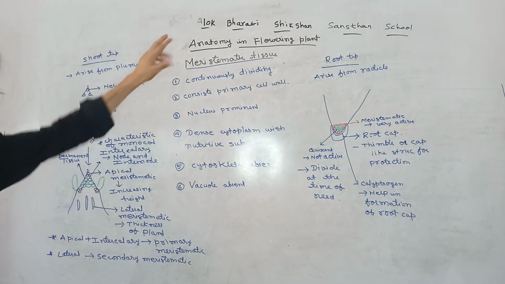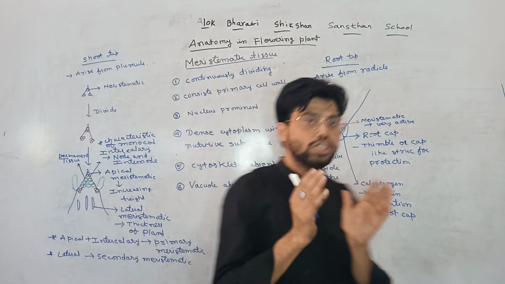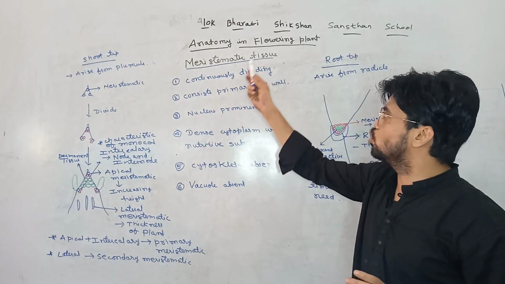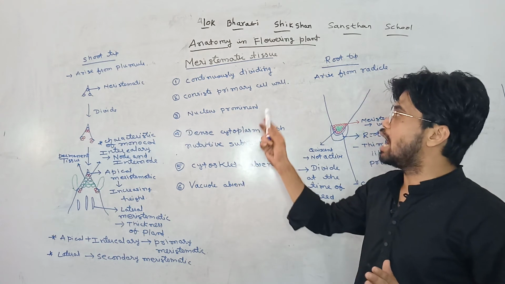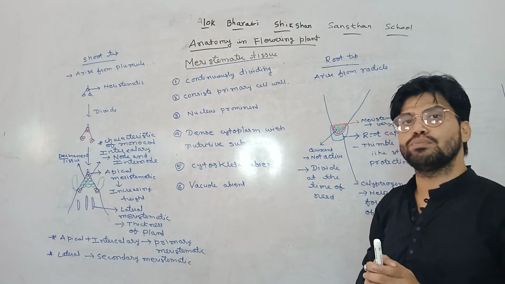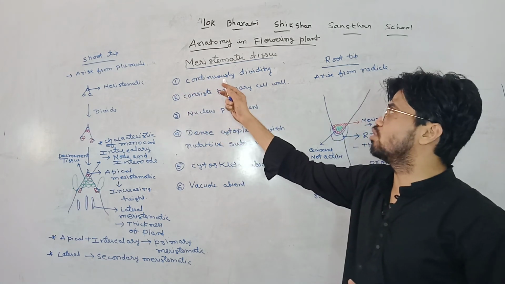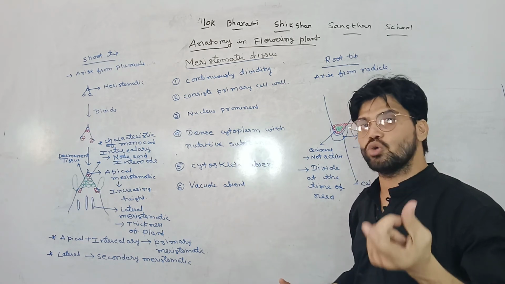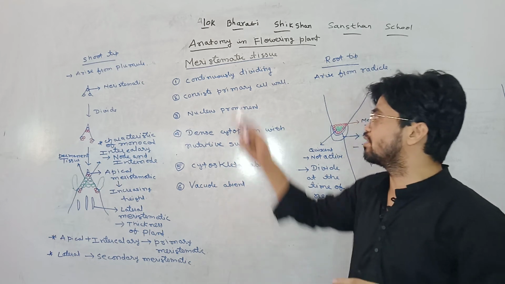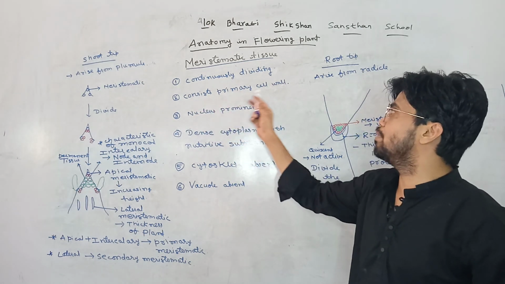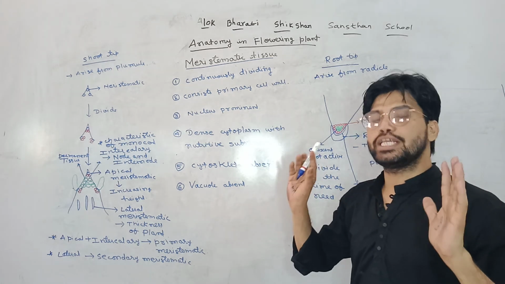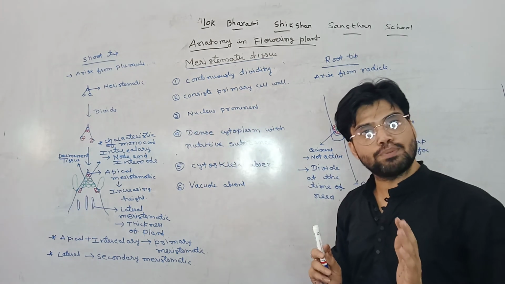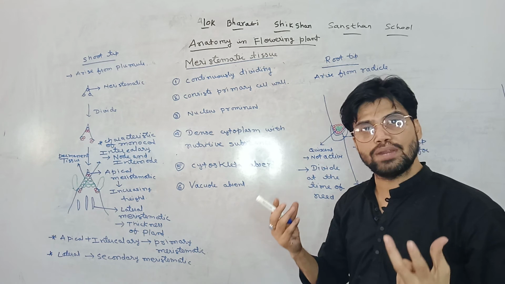Now again, my dear student, I am doing a quick revision so that you can understand the concept. Meristematic tissue has several characteristics, and I am taking each and every characteristic one by one. Number one is continuously dividing. It will divide continuously to form permanent tissue by the process known as differentiation. Second point, it consists of a primary cell wall, which is flexible and helps in cell division. Point number 3 is a prominent nucleus, so that cell division will take place in an easy way.